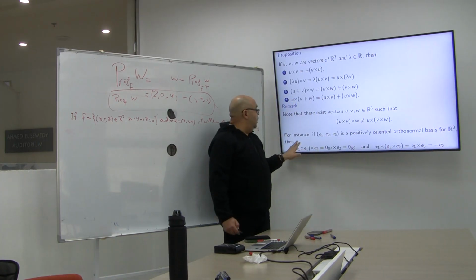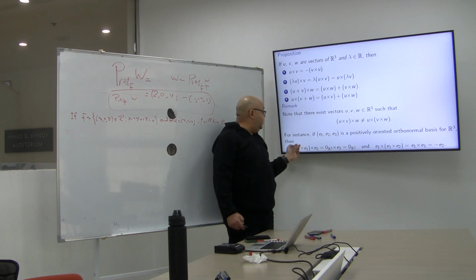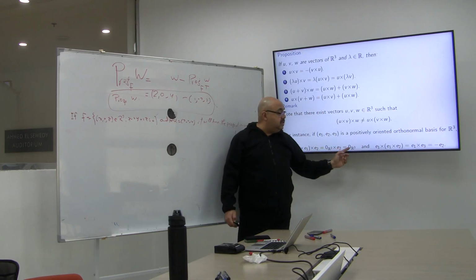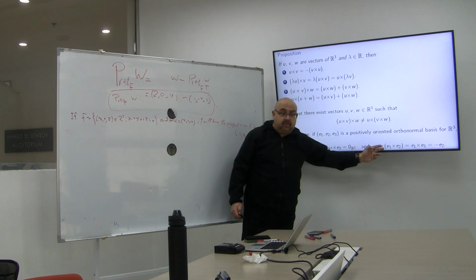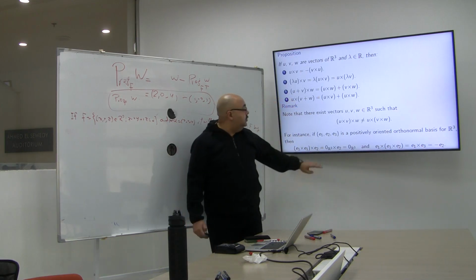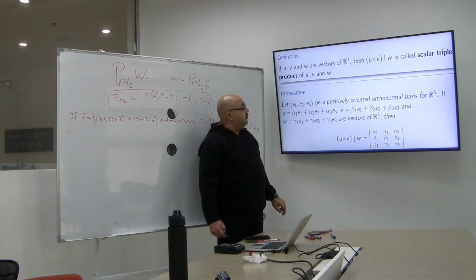For instance, e1, e2, e3 is a positively oriented orthogonal basis for R3. Then e1 cross e1 cross e2 is equal to 0 times e2, which is 0. While if you try it once more in another arrangement, it's going to equal negative e2. This is why this relation is not correct.